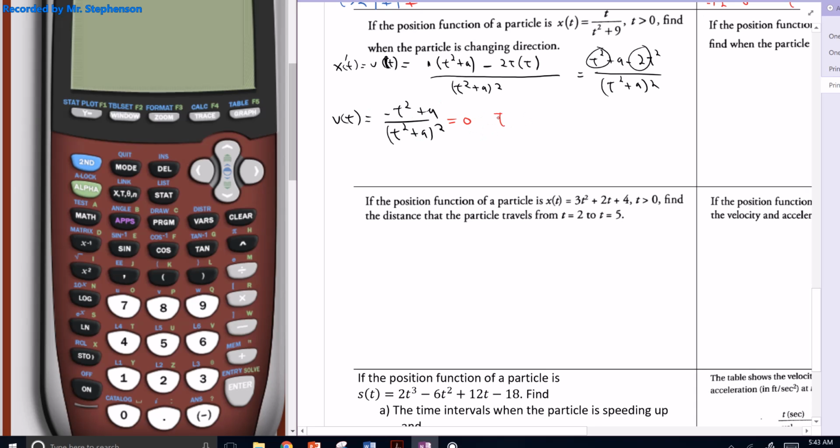So really all I need to know is when the numerator, negative t squared plus 9, equals 0. Well, you solve and you get t squared equals 9, subtract 9, divide by negative, and so t equals plus or minus square root of 9. We can ignore the negative because up here they tell us t has to be greater than 0. So 3 is where it's 0, but we still need to make sure it changes direction there.